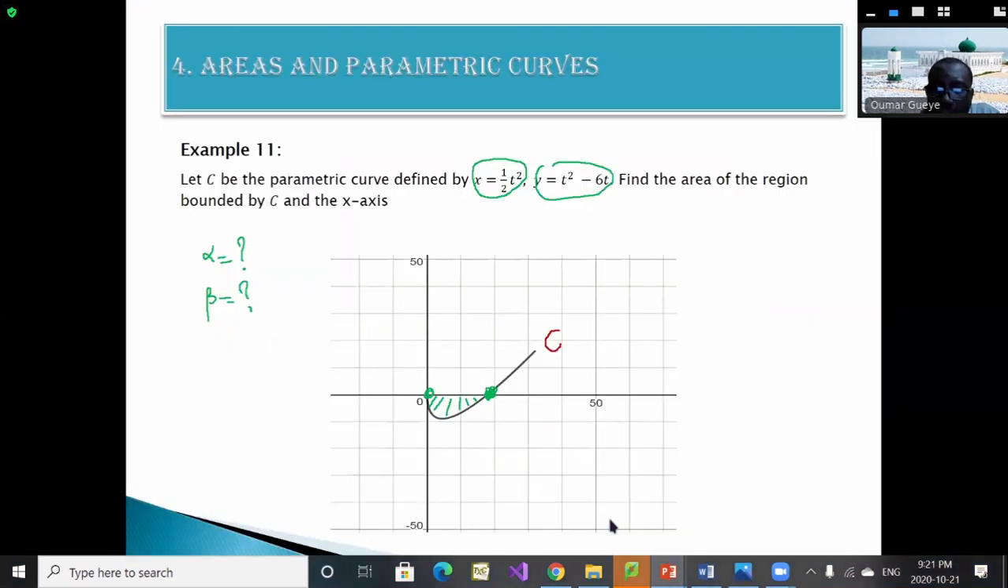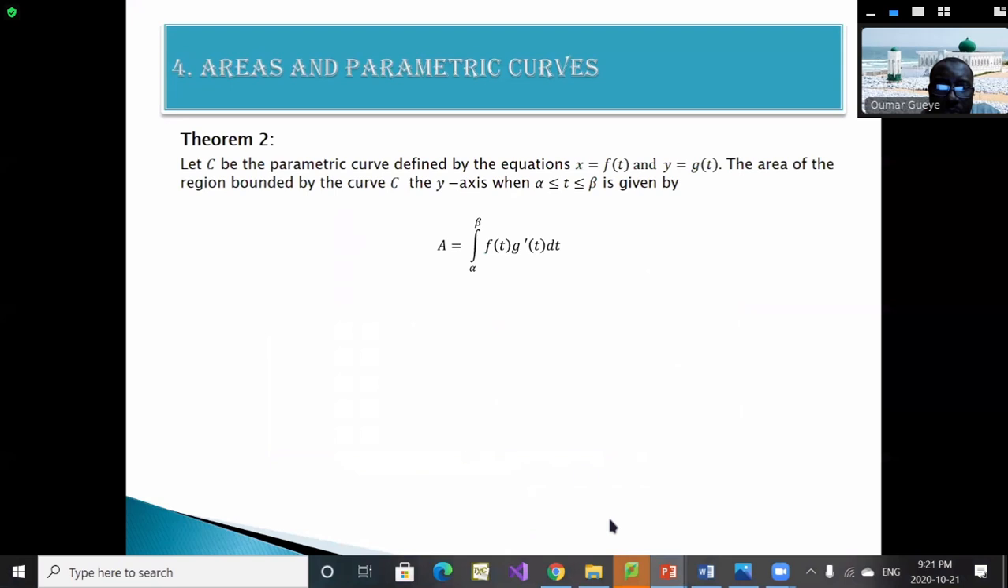So next situation, now we want to find the area of the region bounded by a parametric curve and the y-axis. This formula that we've seen was for the x-axis. So be careful. The formulas are a little bit similar, but not the same. In the first one, it was g of t times f dash. So here we switch. It's going to be f of t times g dash, because here we're calculating the area between the curve and the y-axis. Okay, so we have something like that.